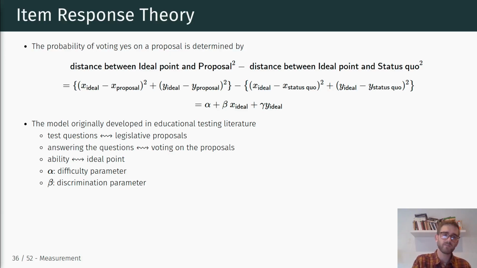So the equivalent of the test questions is the legislative proposal in Congress. And the equivalent of answering the questions correctly or incorrectly in the context of a math problem is voting on the proposal and saying yay or nay. And the equivalent of the ideal point, the ability in math, for example, is the ideal point on this ideological spectrum.